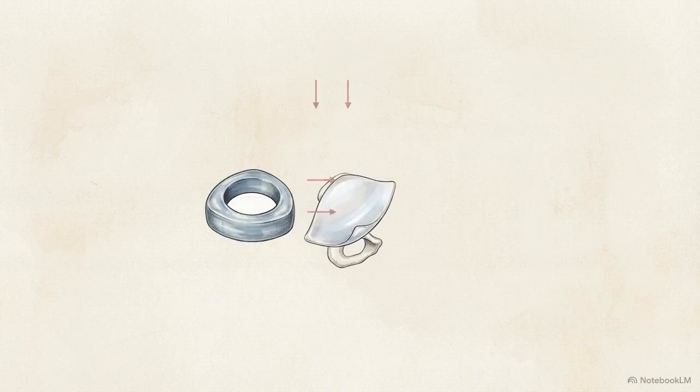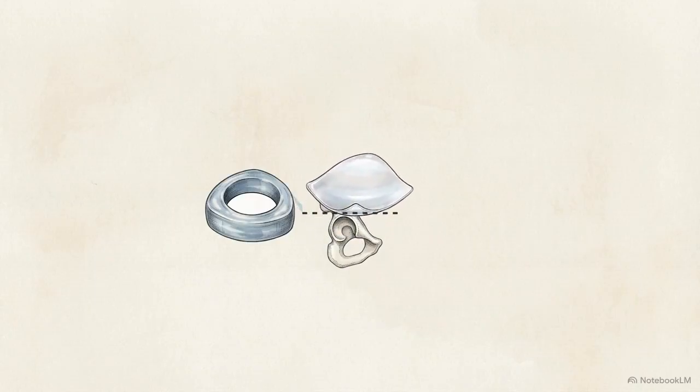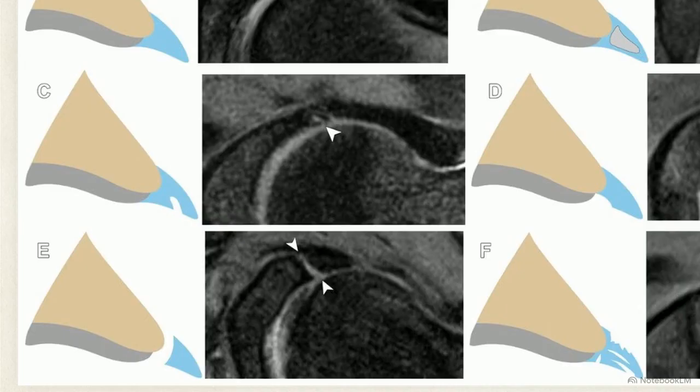In CAM-type FAI, continuous shear forces and compression injuries lead to chondral delamination. This is often referred to as a carpet lesion, where the cartilage peels away, coursing inward from the chondrolabral junction. This progression is visible in panel E of this diagram and MRI comparison, showing a complete labral detachment. The high signal intensity extends entirely across the full width of the labral base, completely separating it from the acetabular rim.